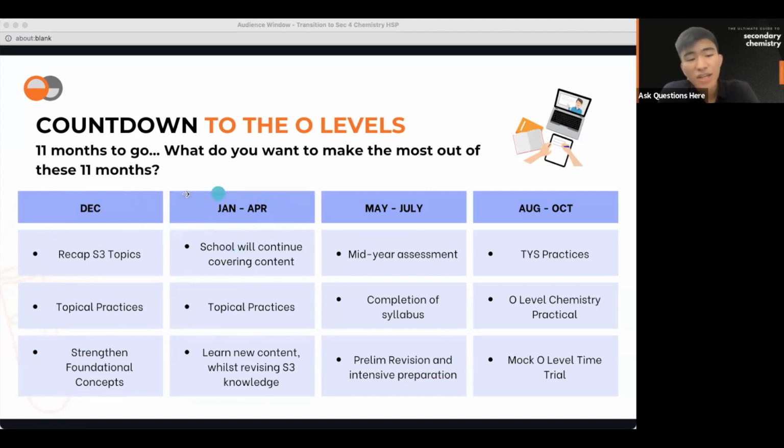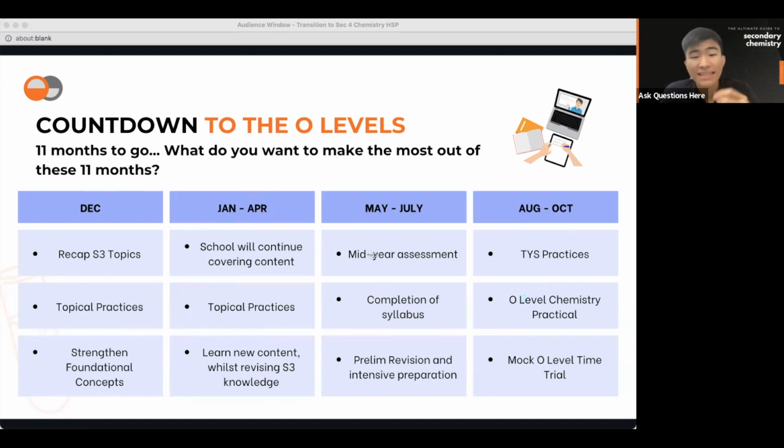Now, next year, from January to April, your school will continue to cover the content, give you more topical practices, and teach new content while revising what you have learned in secondary 3. From May to July, definitely there will be a mid-year exam, completion of your syllabus, and prelim revision and intensive preparation. Then around August, you will have your prelim exams, and you will be asked to do a lot of TYS practices, the 10-year series, and you have your O-level chemistry exam, right?